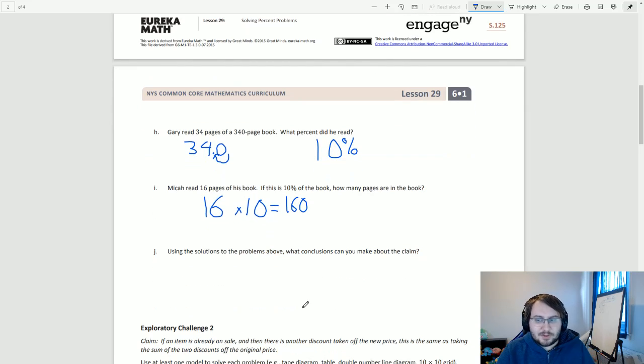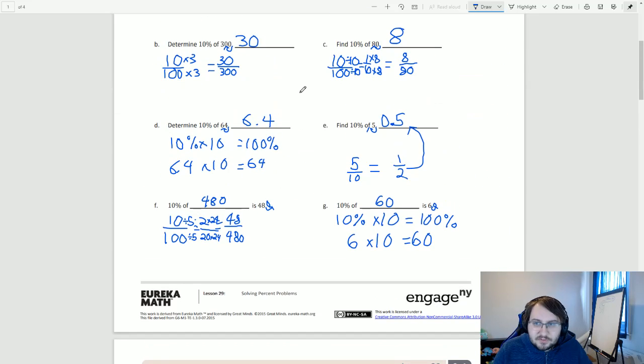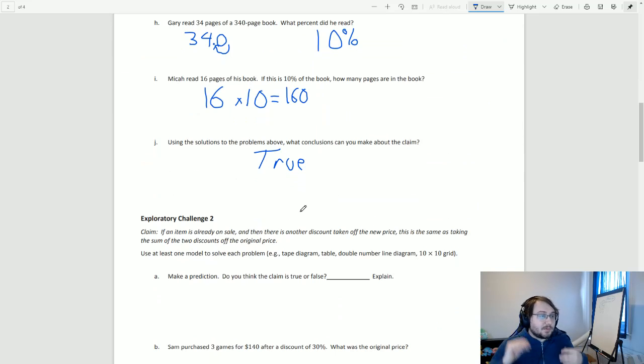So Jay is asking us, well, what conclusions are we going to make about the claim? The claim is true. Despite all odds, the claim is true. And we proved it. We proved it up here using the method that we knew and loved. And we proved it here, which actually helped us find out why it made sense to move the decimal in the first place. We found it out using Sam's method that he told us about yesterday. We were able to prove that this one was true.